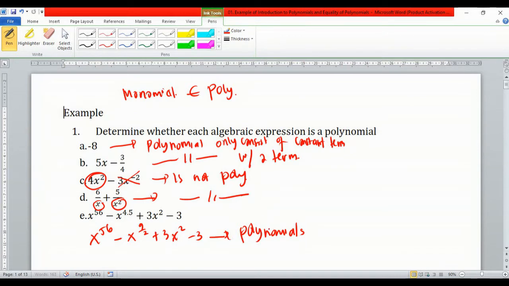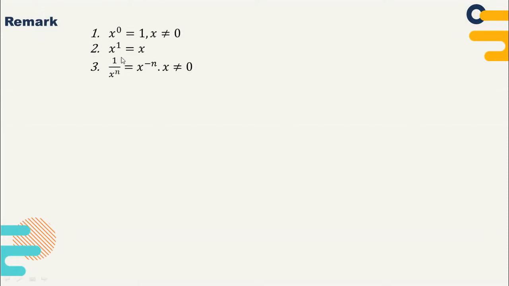Okay everyone, now let's jump to the next slide. Now this is a remark. Remember that numbers 1, 2, and 3 you already learned in grade 10. x^0 equals 1, where x is not equal to 0. Second, x^1 equals x. And the last, 1 over x^n equals x^(-n), where x is not equal to 0.